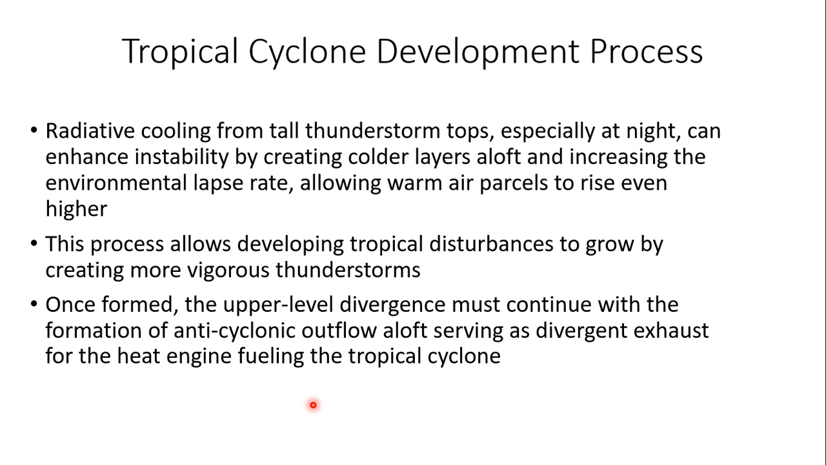And once formed, the upper level divergence must continue, and what usually happens is you get this upper level anticyclonic outflow aloft. You get an area of high pressure in the upper levels of the atmosphere over a tropical cyclone. And that serves to remove all the mass aloft. It provides an exhaust system for this heat engine known as a tropical cyclone.